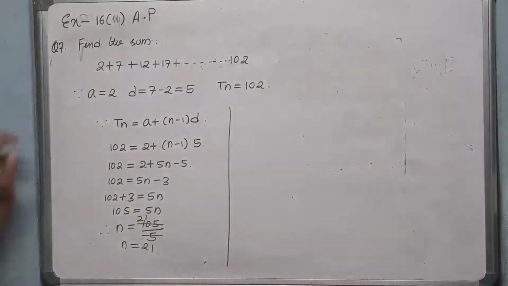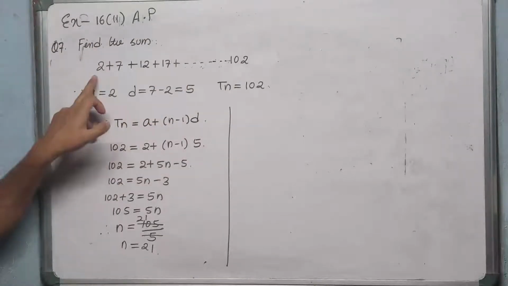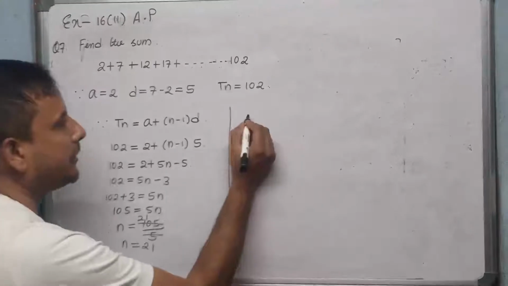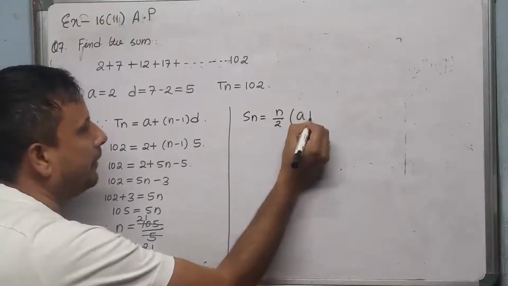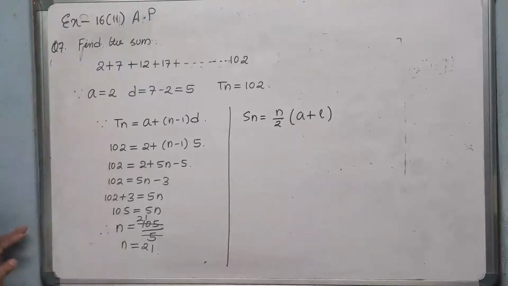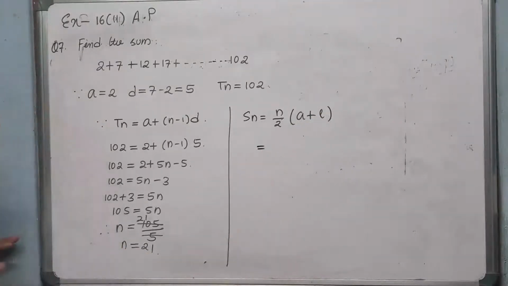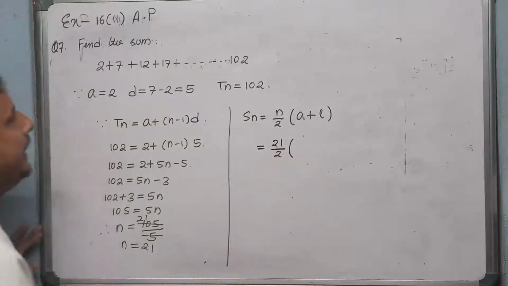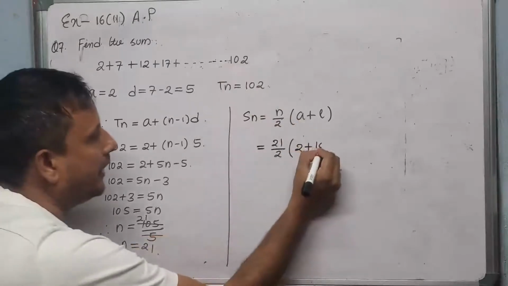In this question, the first term and the last term are already given. To calculate the sum, if the first and the last term are given, I'll use this formula: n by 2 into (a plus l). If the first and the last term are given, always use this formula. Now let's substitute the values. n is 21 by 2, a is 2, last term is 102.